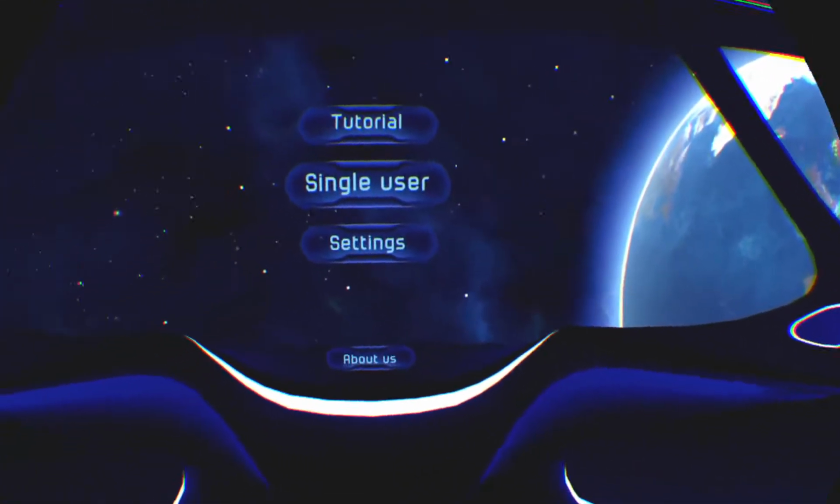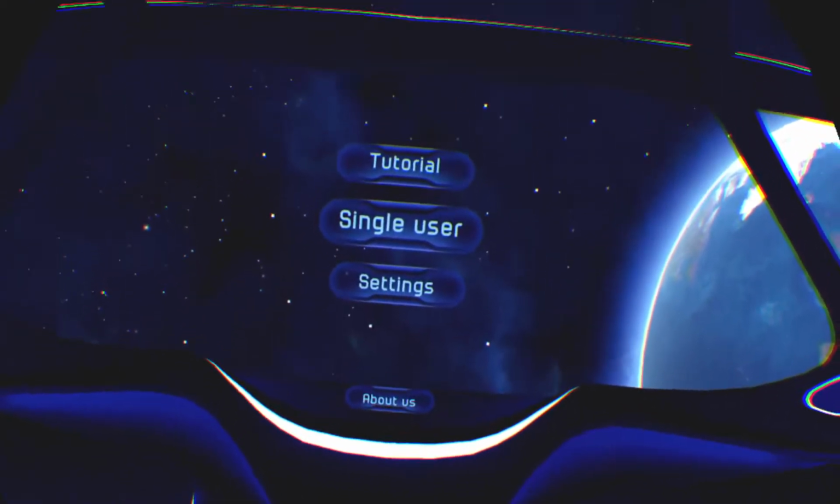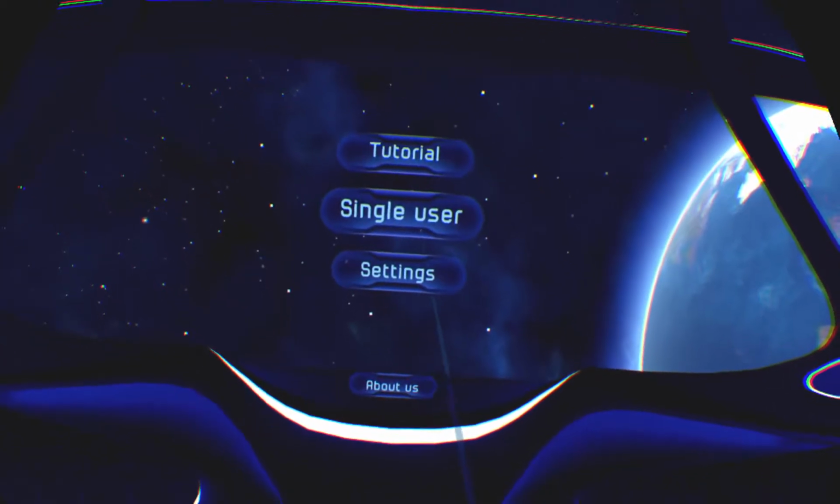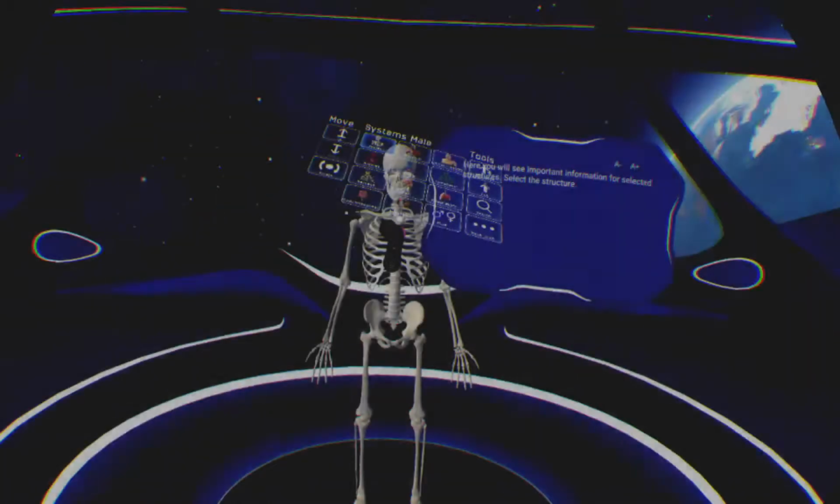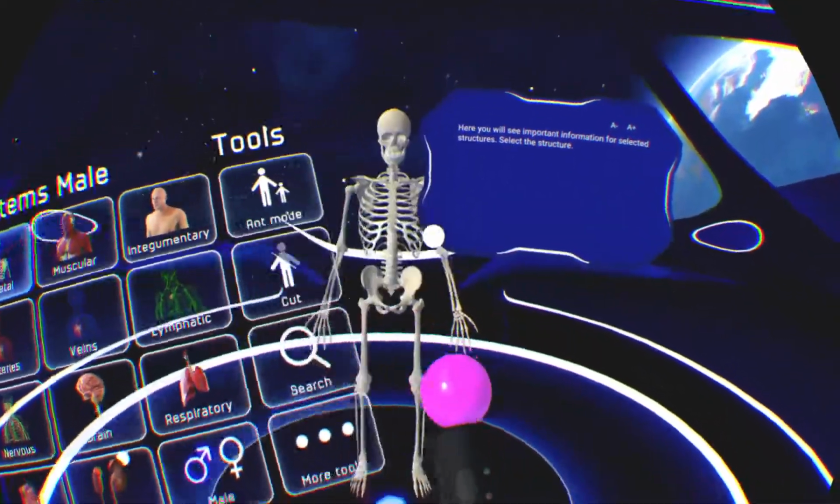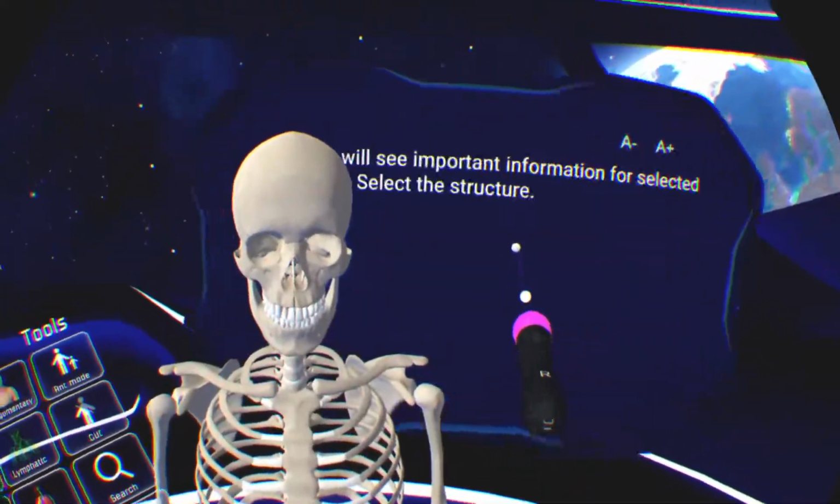Hi everyone, we are going to have the 360-degree VR look at the human organs, okay? The first part, I want to introduce this system. You can see it is the human skeletal system.